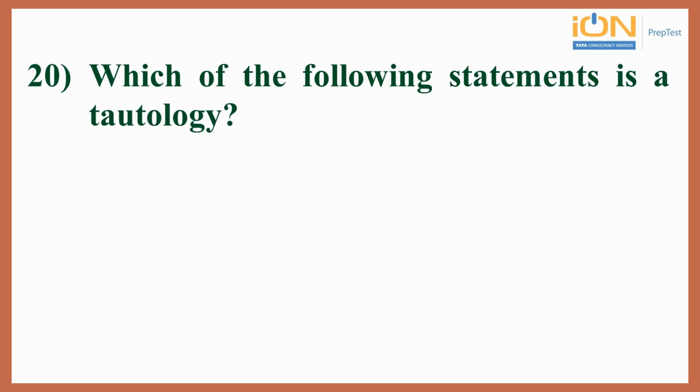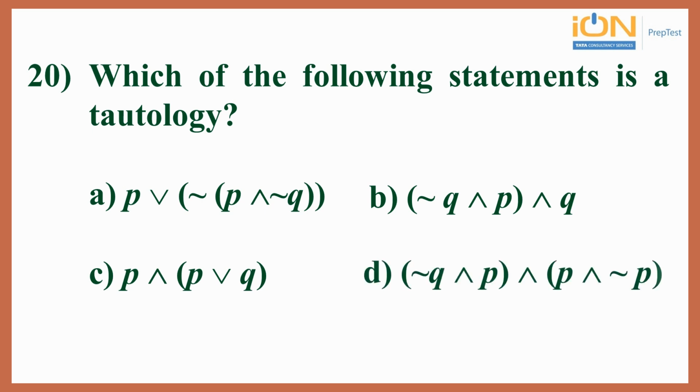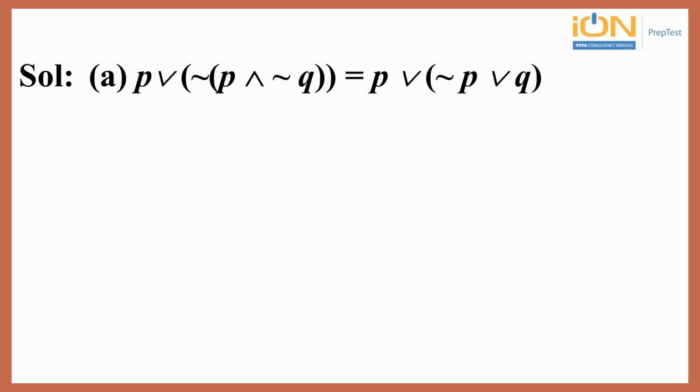So let's move on to the next question, question number 20. Which of the following statements is a tautology? First option, P or (negation of P and negation of Q), close the bracket. Second option, negation of Q and (P and Q). Third option, P and (P or Q). Fourth option, negation of Q and (P and negation of P). Now the right option is A.